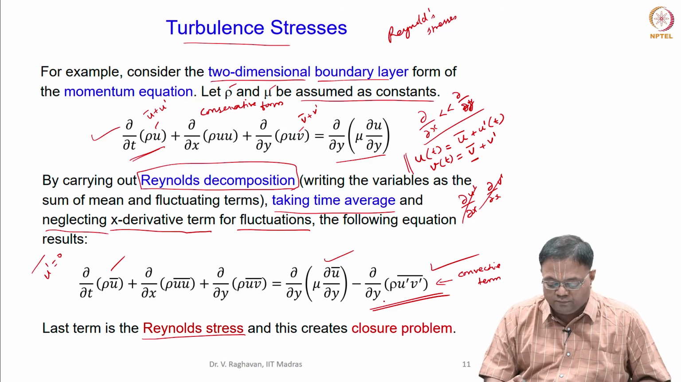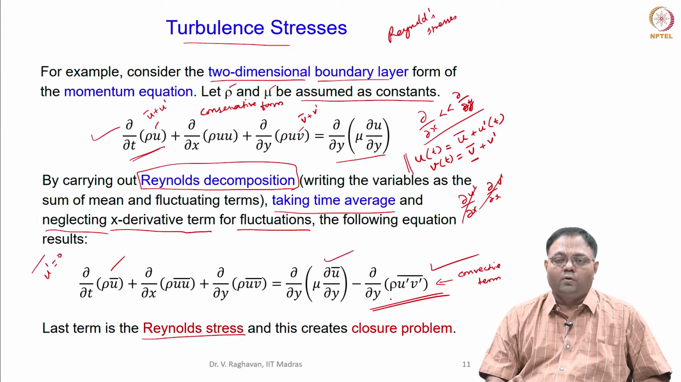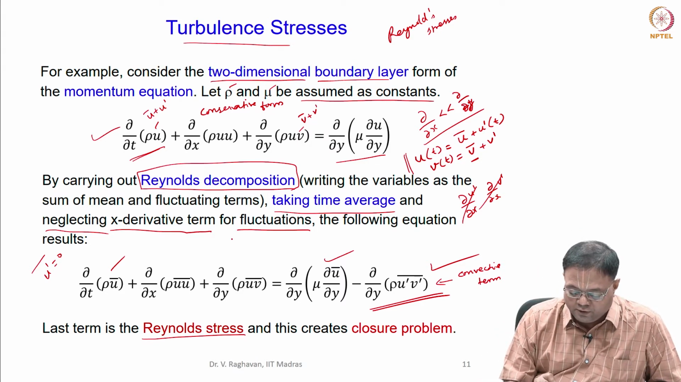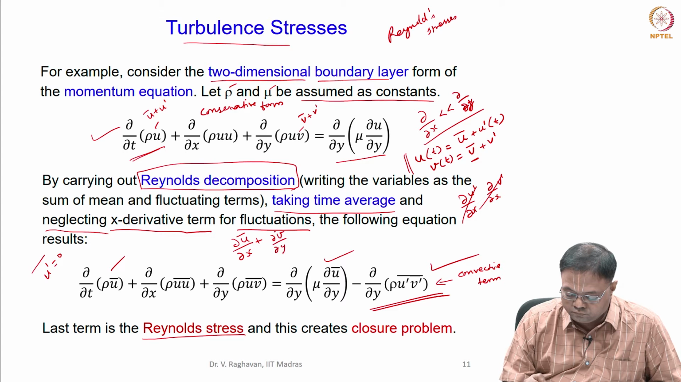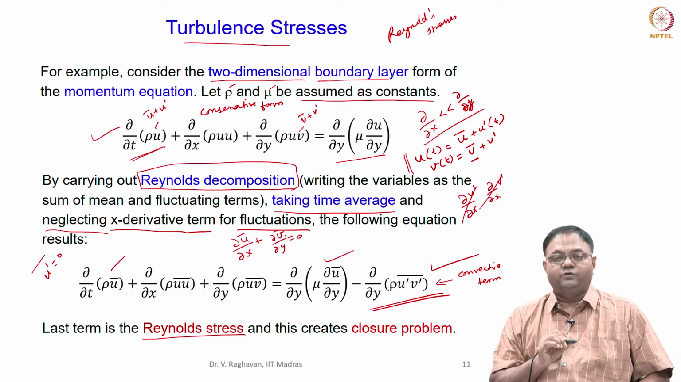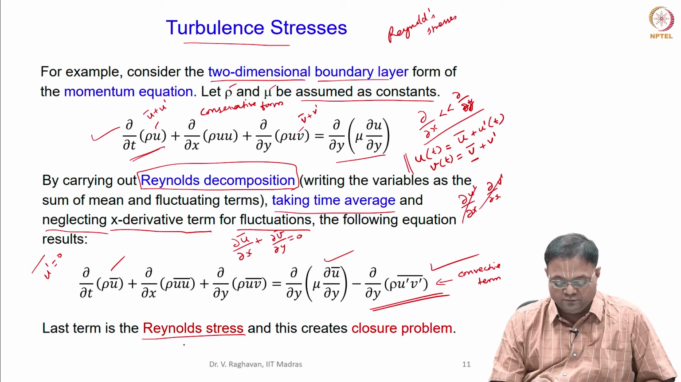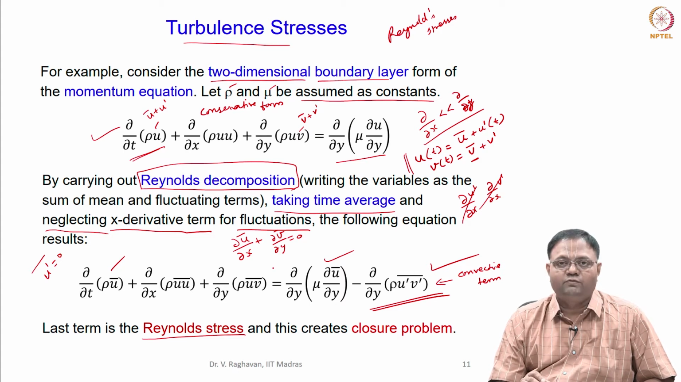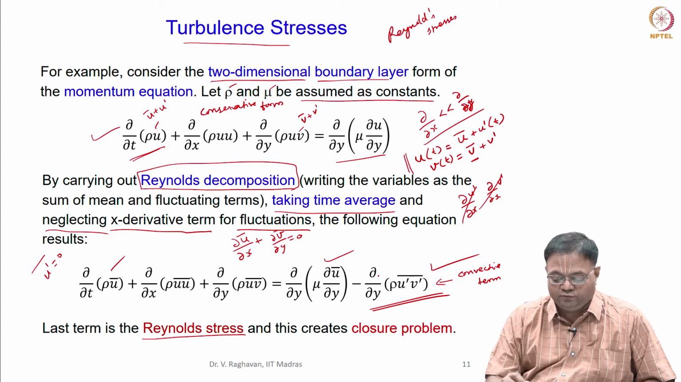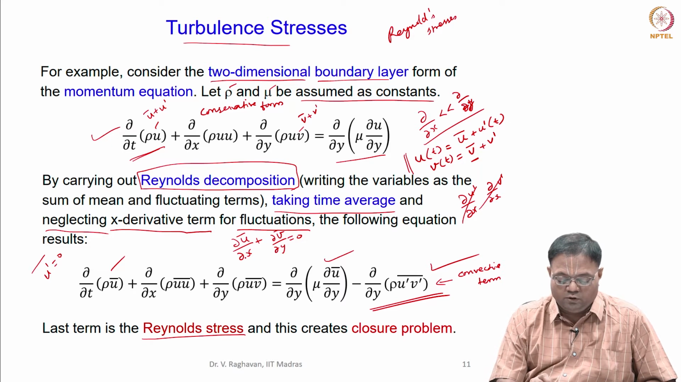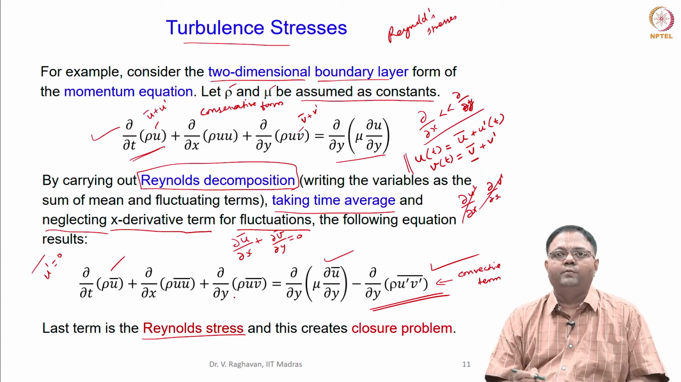These additional terms will create closure problems. For example, the continuity equation can be written like this. In general, if it is laminar, the last term will not be there. So, we can solve the continuity equation and the momentum equation to find the variables u and v.